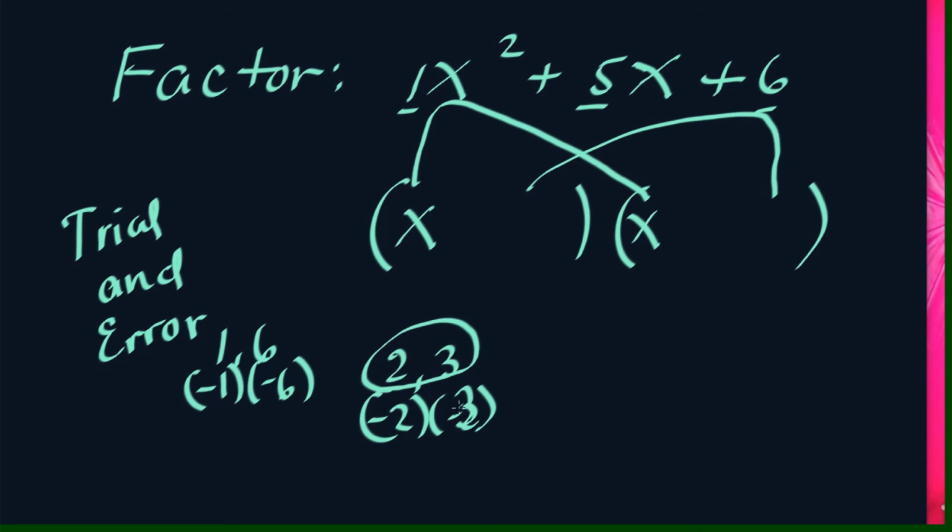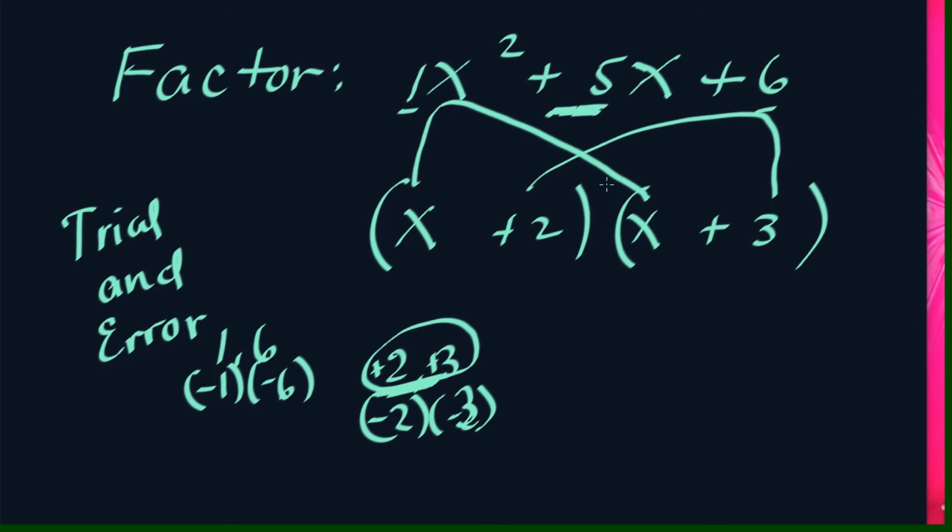Okay. Now, how do we know which combination to use? Like here, we have positive 2 and positive 3 versus negative 2, negative 3. Now, when you look at the middle sign, it's a positive 5x. Okay, so that will tell us to pick these two positive numbers, positive 2, positive 3.